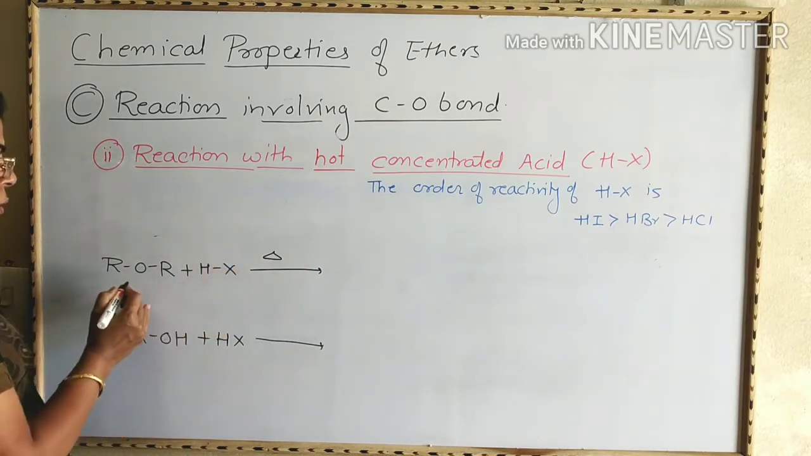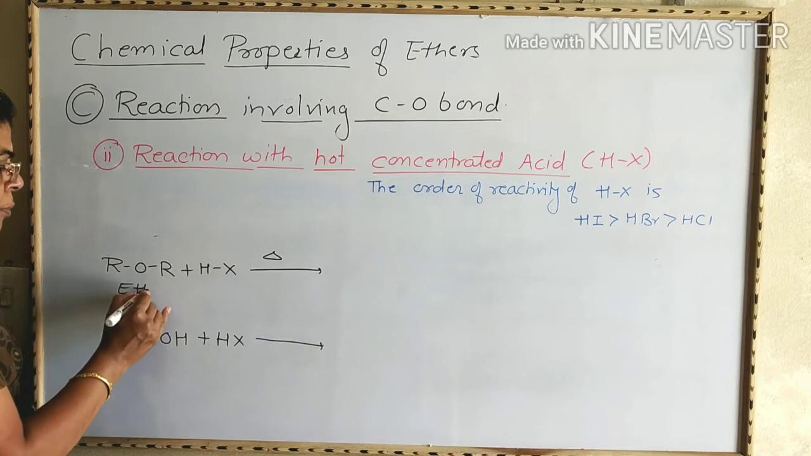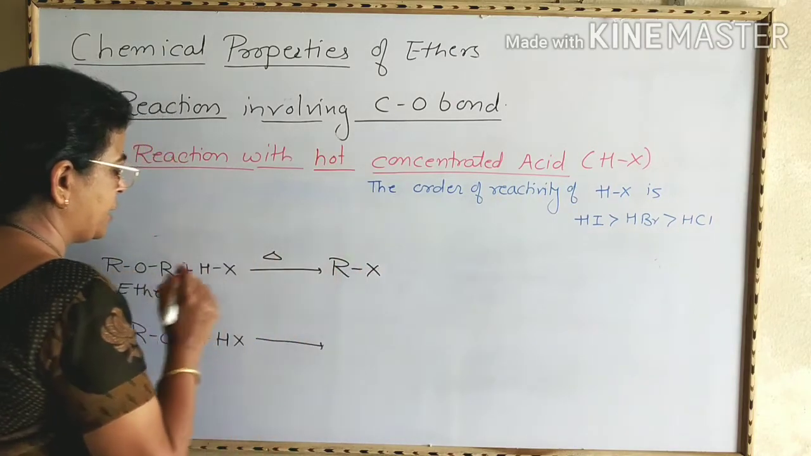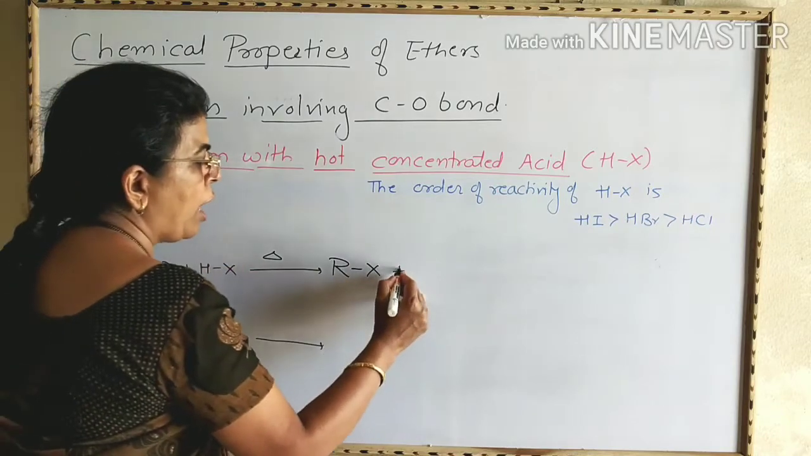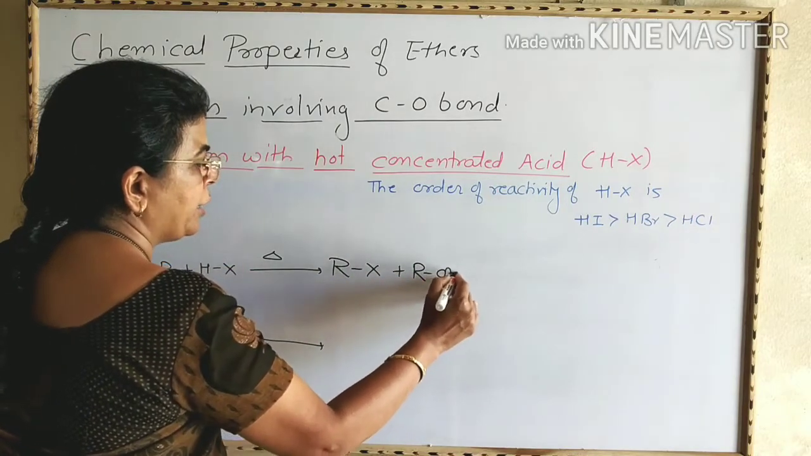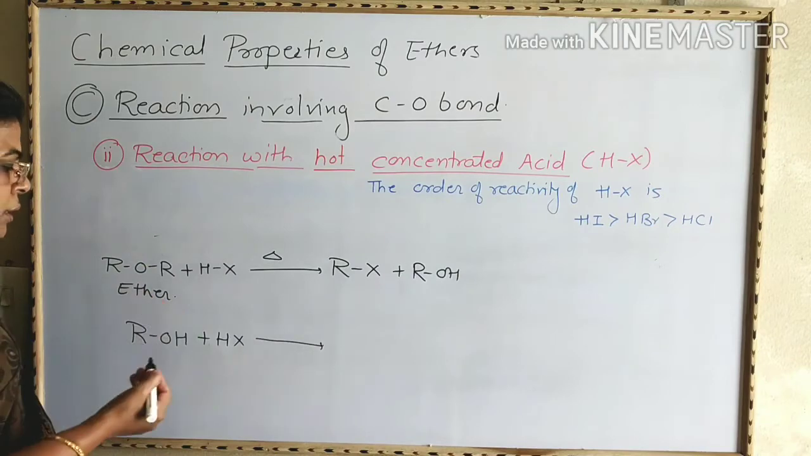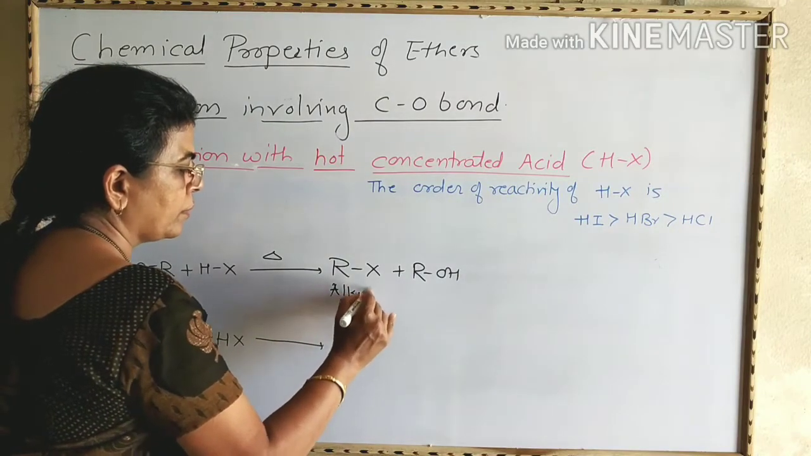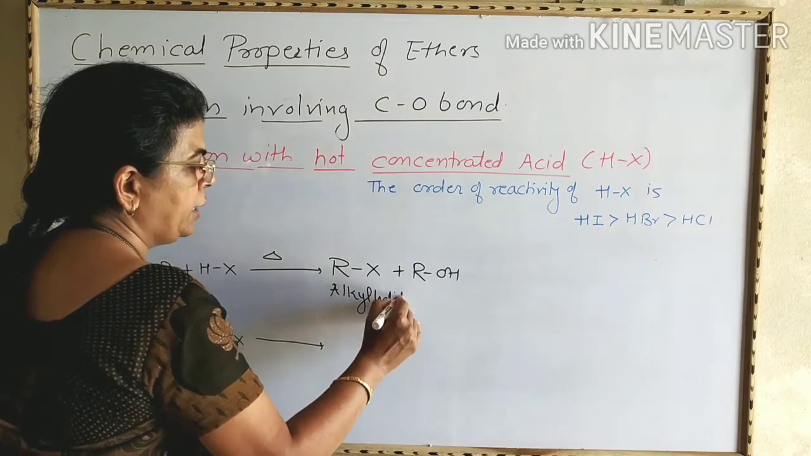Now here when ether is treated with hydrogen halide, or when it is heated with hydrogen halide, then formation of one molecule of alkyl halide, that is RX, and one molecule of alcohol, that is ROH, takes place. This is alkyl halide and this is alcohol.